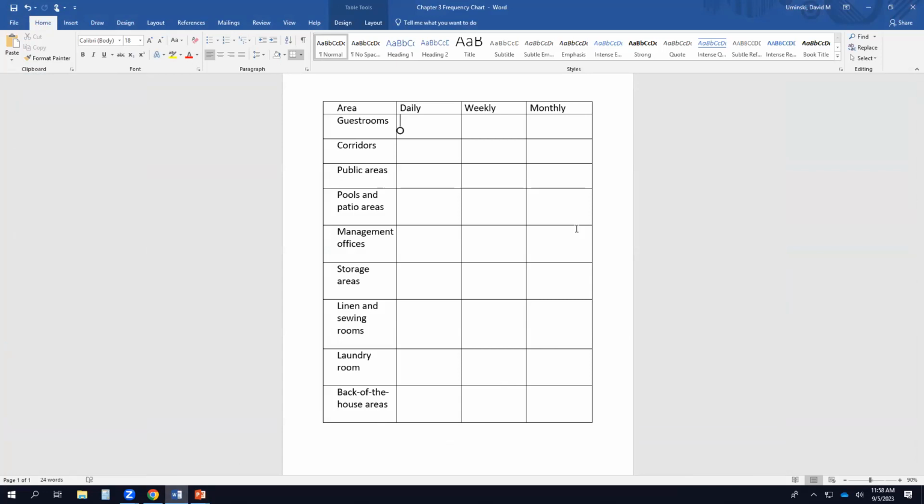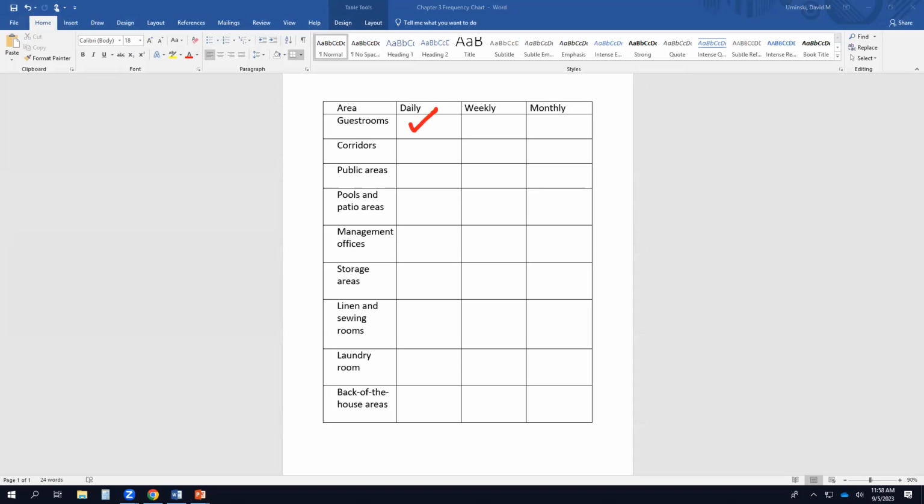Do I have a marker on here? Where's my marker on here? Oh, I know where it is. Annotate. Draw. There we go. Okay, so daily.